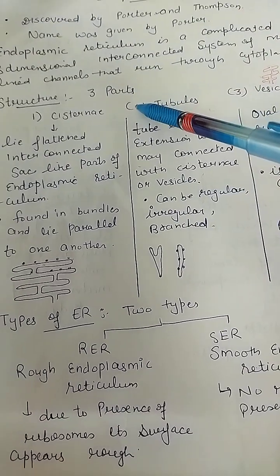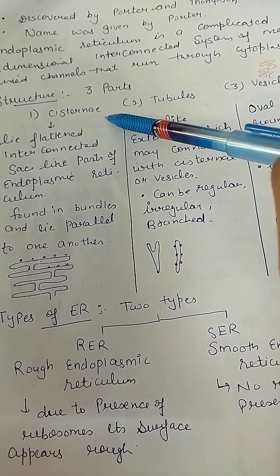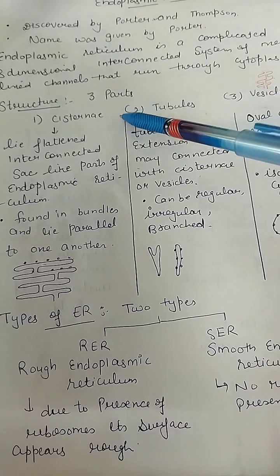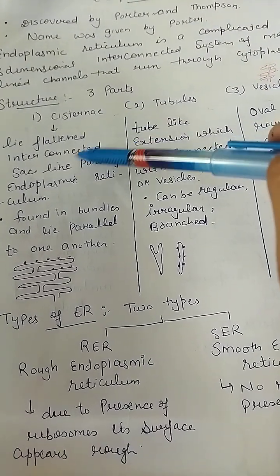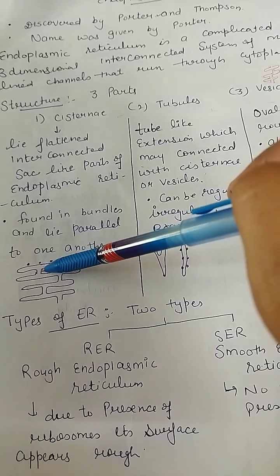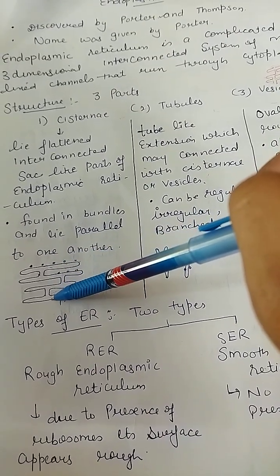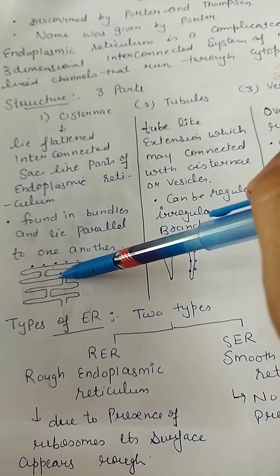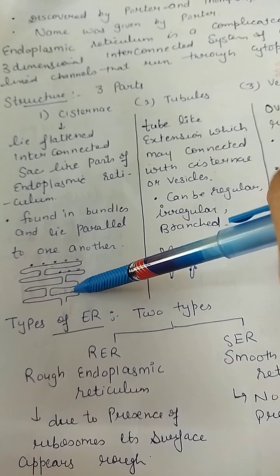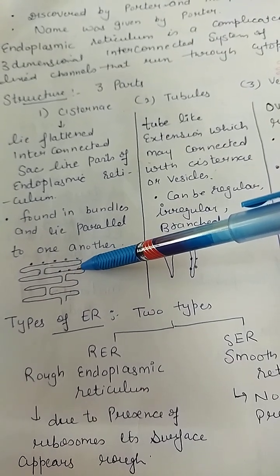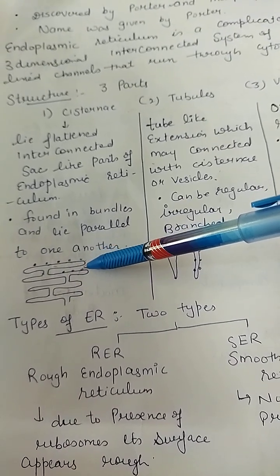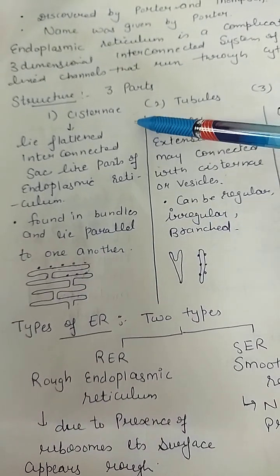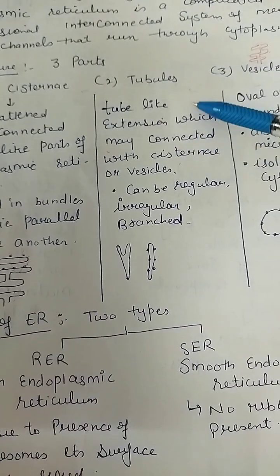Structure. It consists mainly of three parts. First is the cisternae, second is the tubules, and third is the vesicles. What are the cisternae? Cisternae are flattened structures interconnected to one another, and they are always found in a bundle and lie parallel to one another. They are never present singly; if present singly, the condition is known as a cistern, and if present in groups or bundles, they are known as cisternae. Second part is the tubules.